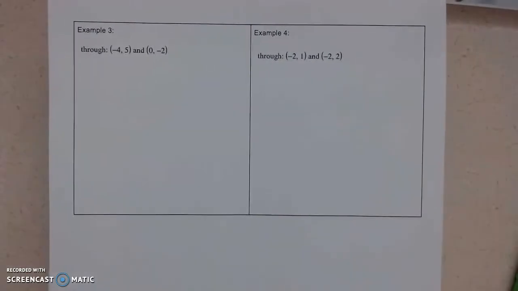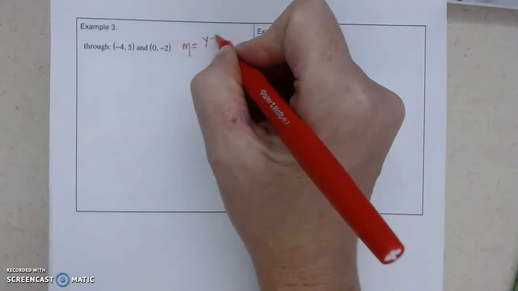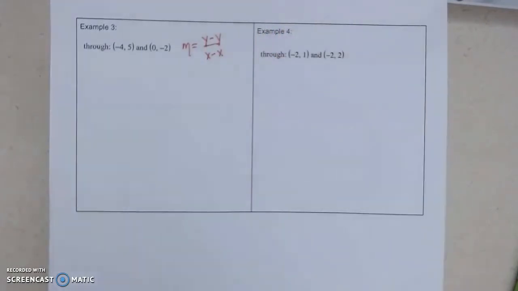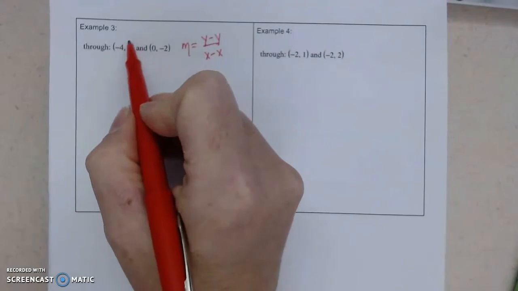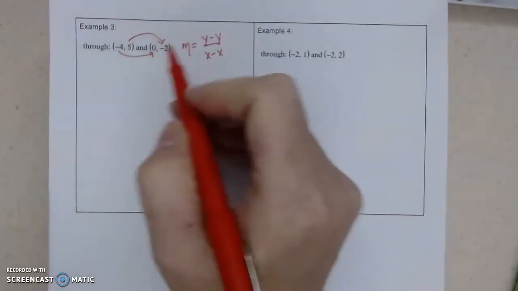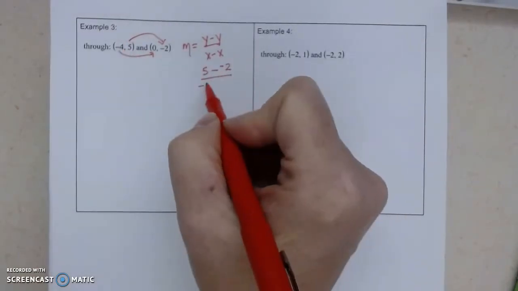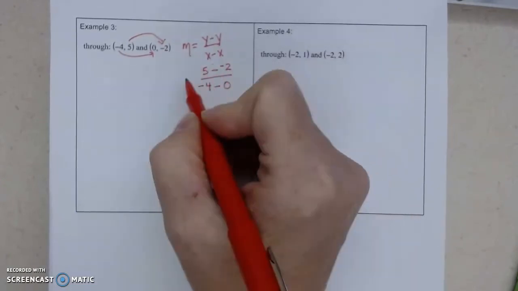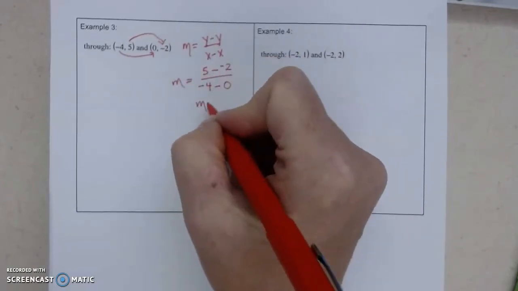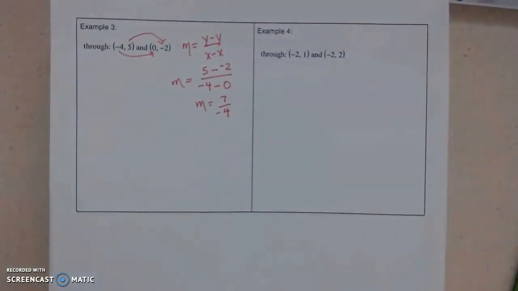All right, let's move on to the little harder examples. On these two, they just give us 2 points. So first, we need to find our slope. Remember, we can go in either order. I'm just going to go first to second. So y minus y divided by x minus x. So our slope is 7 over negative 4, negative 7/4.